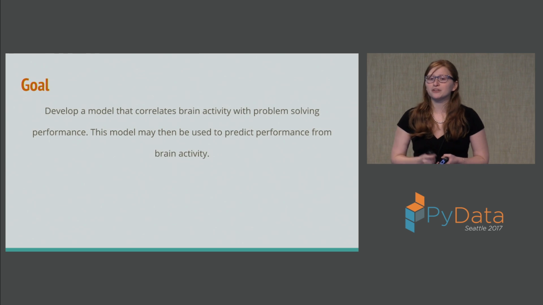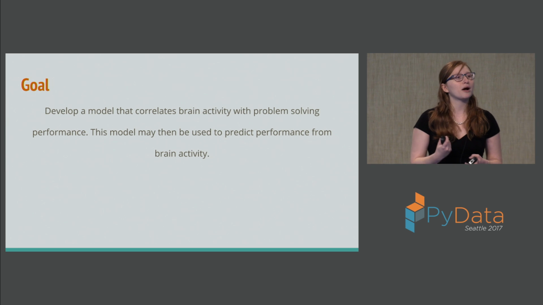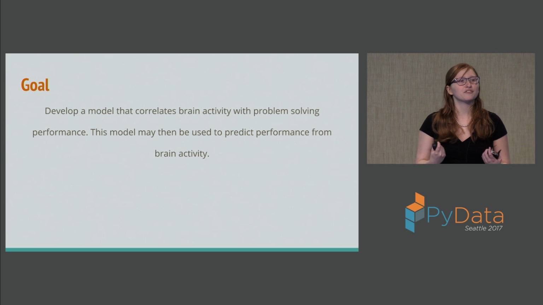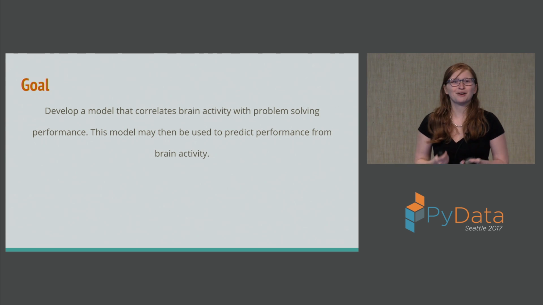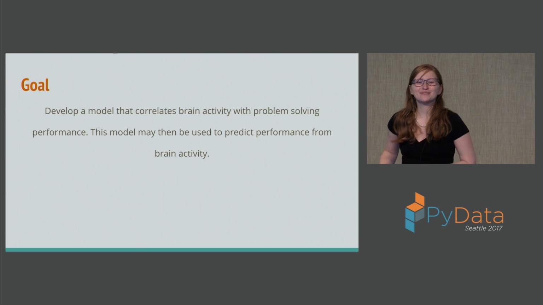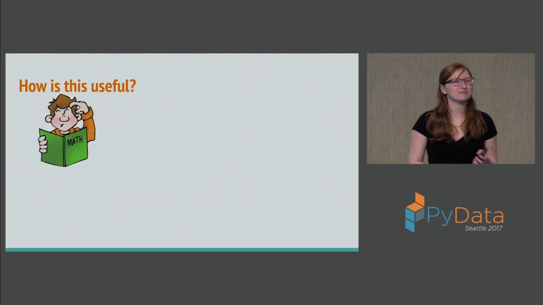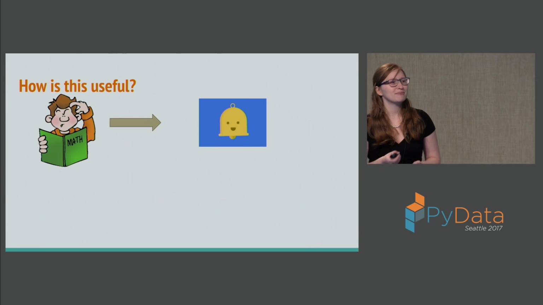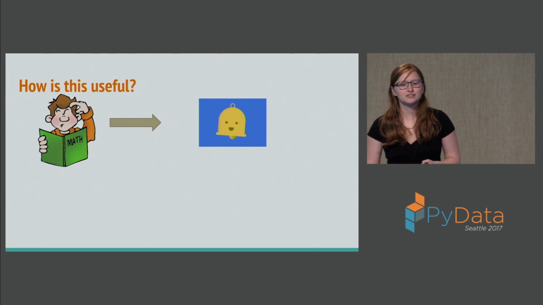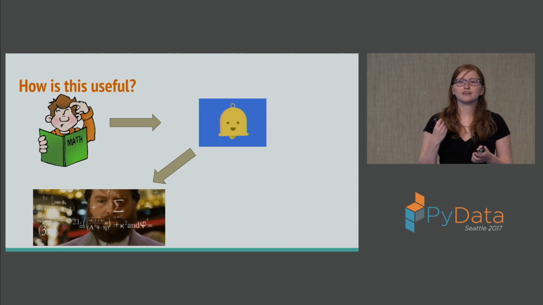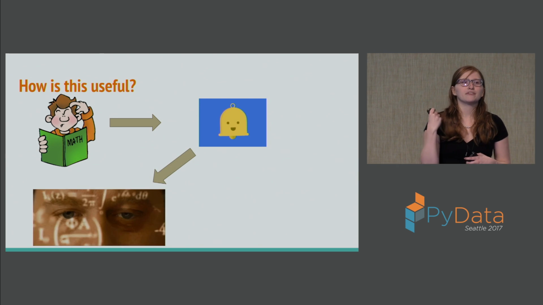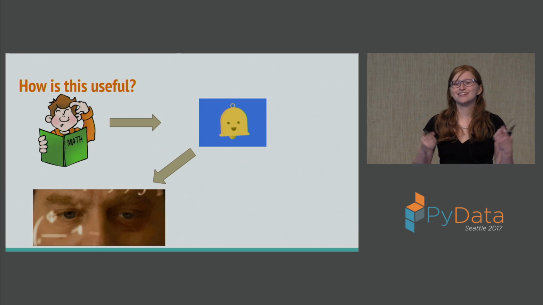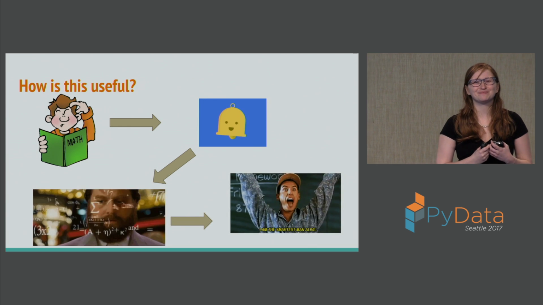I wanted to develop a model that will correlate brain activity with problem-solving performance, and then use this model to in turn predict performance from brain activity. So that's a lot of big words. What exactly does that mean? Let's say someone's sitting there and they're trying to figure out a math problem, and they start struggling. Well, a little notification pops up and says, hey, you might actually be going about this the wrong way. So it's this in between the user and the notification of, hey, you might be thinking about this incorrectly, try going back. And it's this circle until they successfully solve the problem.